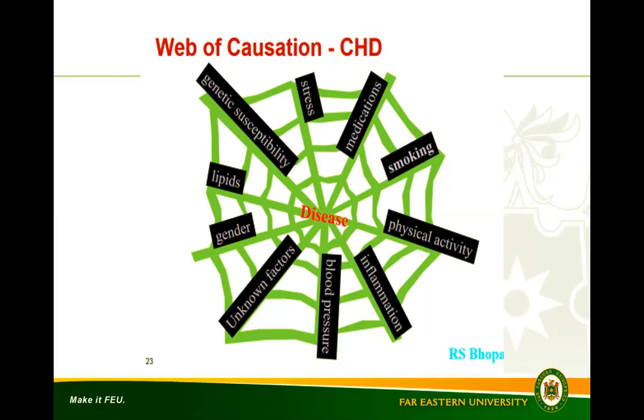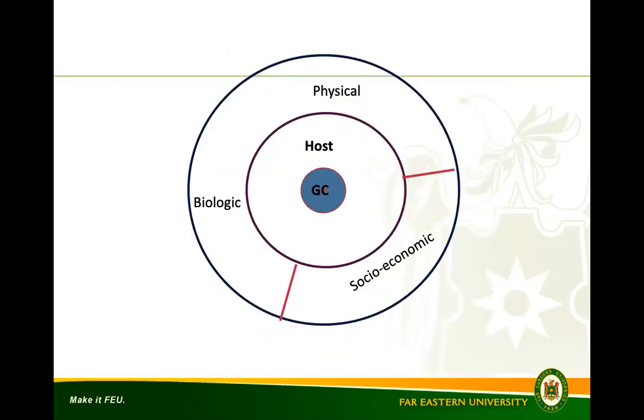An example again of a disease whose causation can be depicted using the web model is coronary heart disease. It is evident now in the model that multiple factors promote or inhibit the development of coronary heart disease. Some of these factors are intrinsic to the host, and there are also some components that are external, which are also subject to manipulation. All right, is that clear for the web model? Now next is the wheel model.